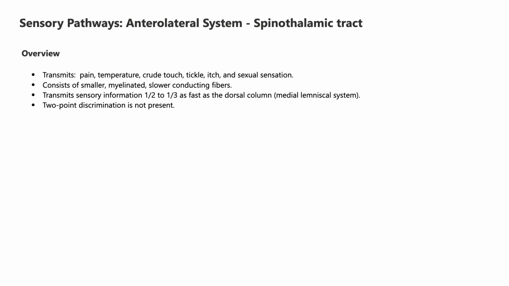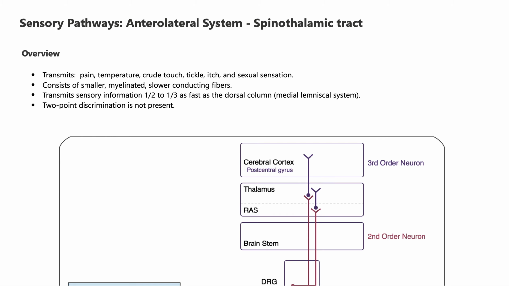Next, we're going to talk about sensory pathways involving the anterolateral system, specifically the spinothalamic tract. So, an overview describes the spinothalamic tract as transmitting pain, temperature, crude touch, tickle, itch, and sexual sensation. It consists of smaller myelinated and slower conducting fibers. It transmits sensory information 1/2 to 1/3 as fast as the dorsal column medial lemniscal system. Two-point discrimination is not present.